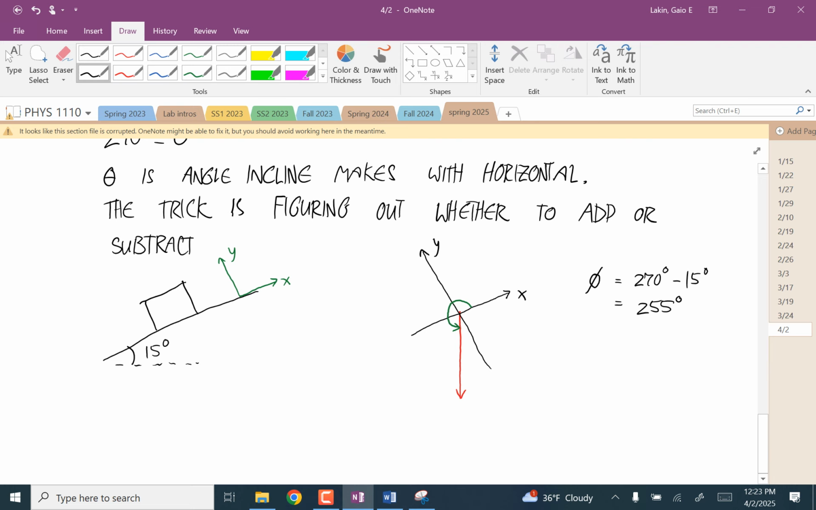Wait, why is the force pulling down? Why what? That's the weight force vector, and weight always points straight down. Any other questions right now?